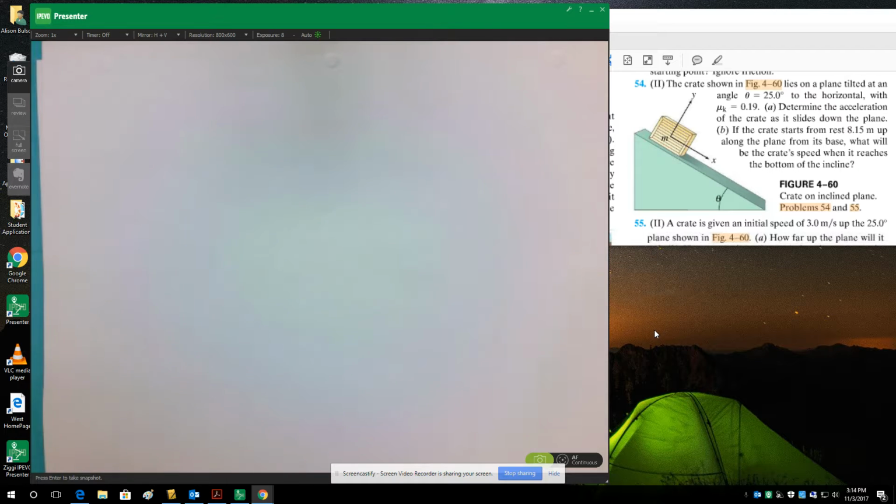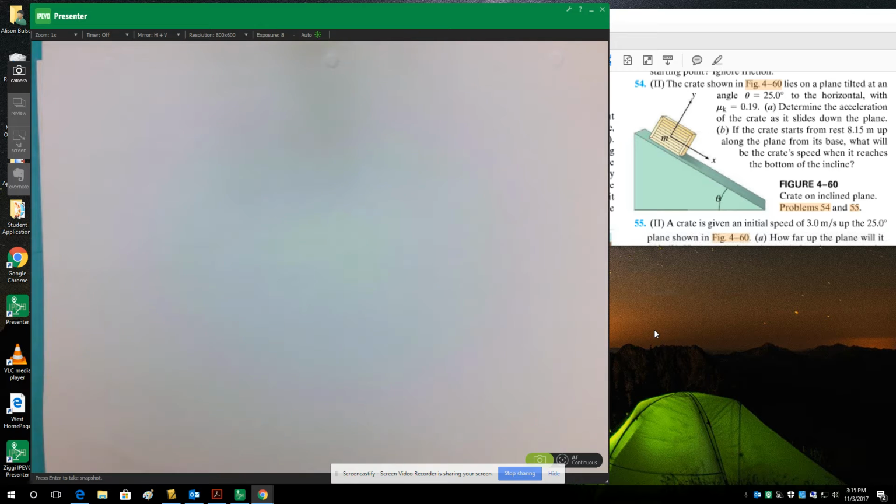For problem 54, we have a crate on an incline, on a plane tilted at an angle of 25 degrees above the horizontal, and we know that the coefficient of kinetic friction, mu subscript k, is 0.19. We should determine the acceleration of the crate as it slides down the plane, and then answer the question: if the crate starts from rest 8.15 meters up along the plane from its base, what will the crate's speed be when it reaches the bottom of the incline?